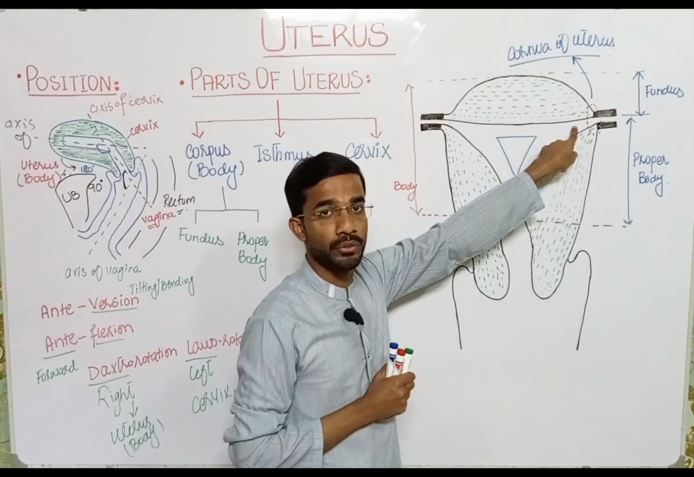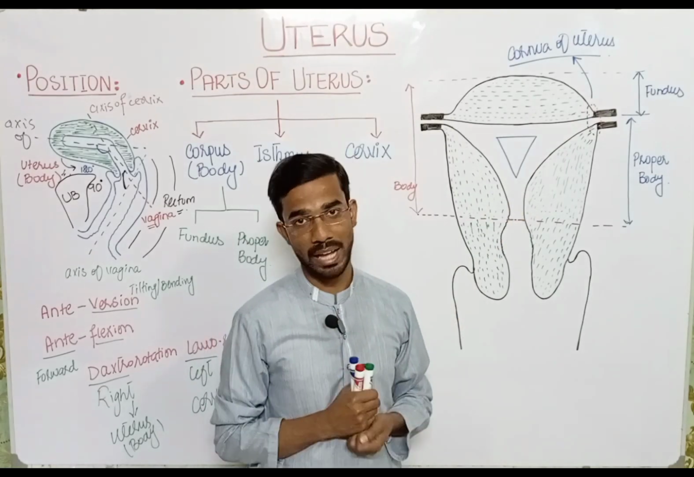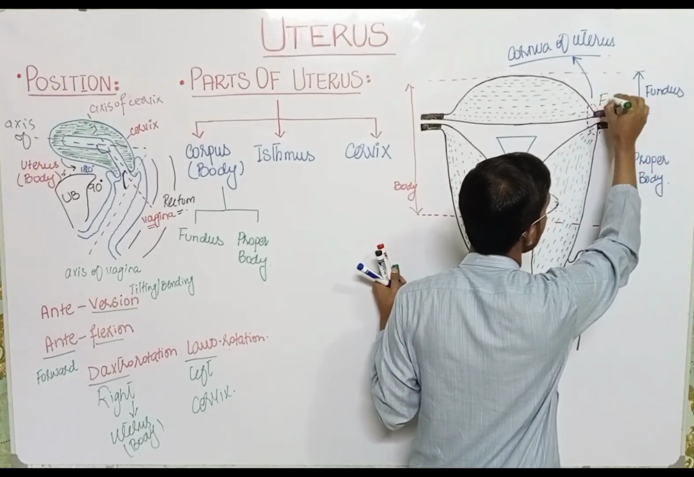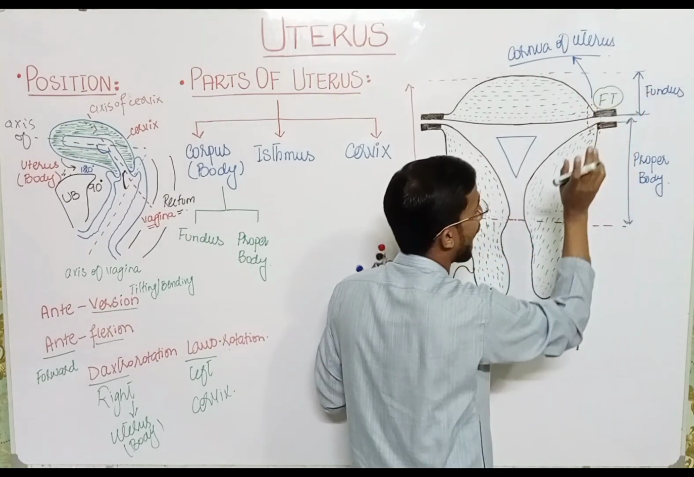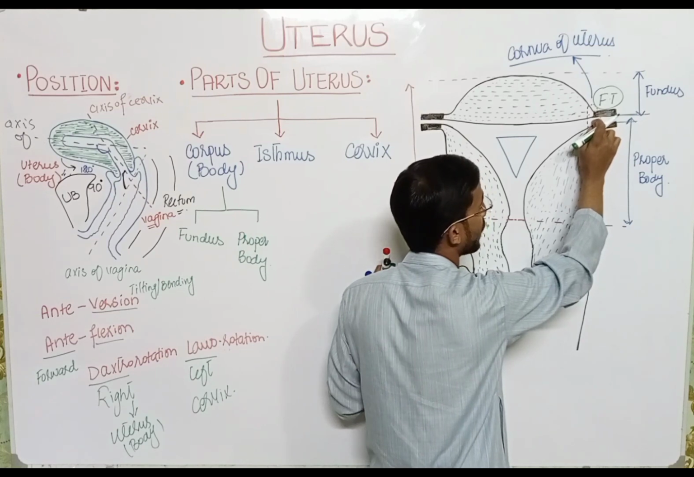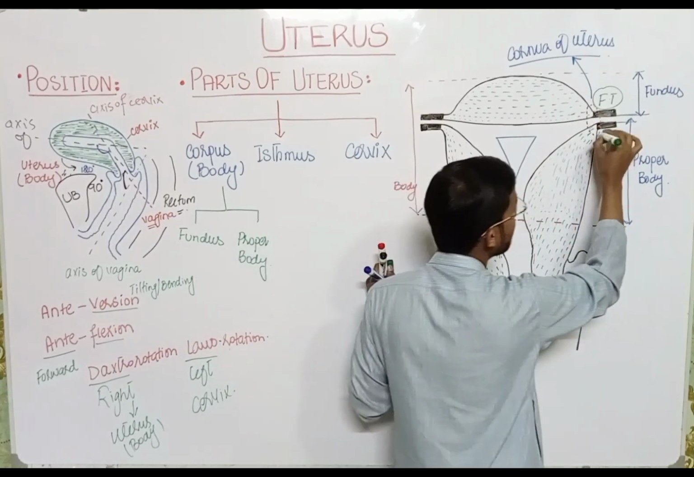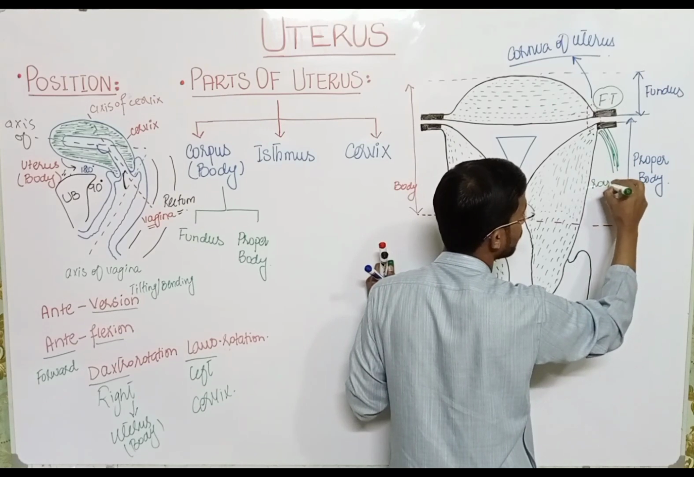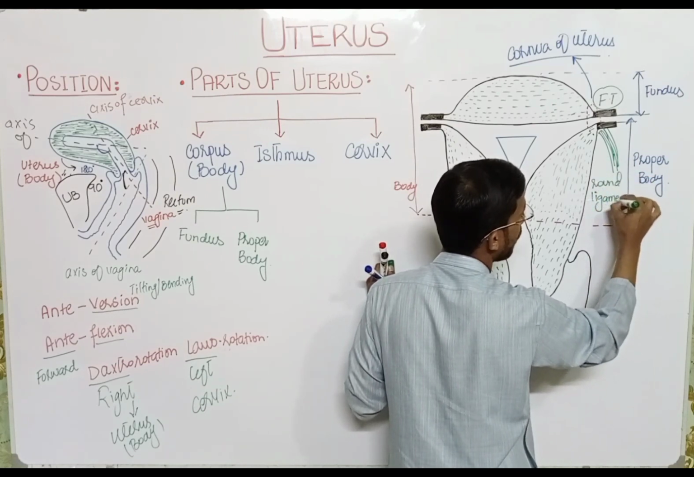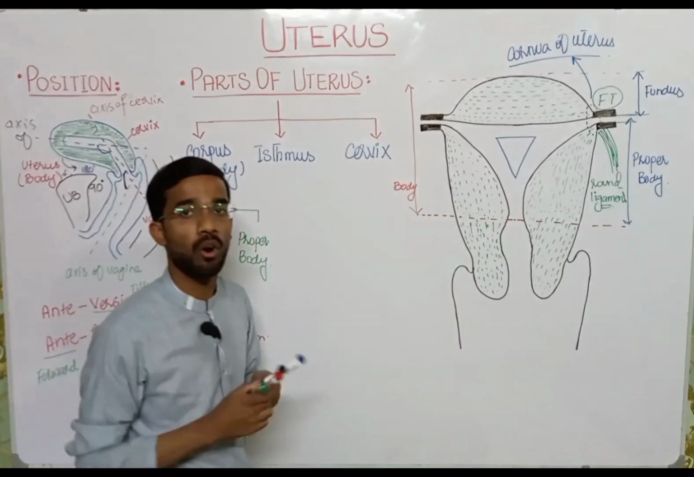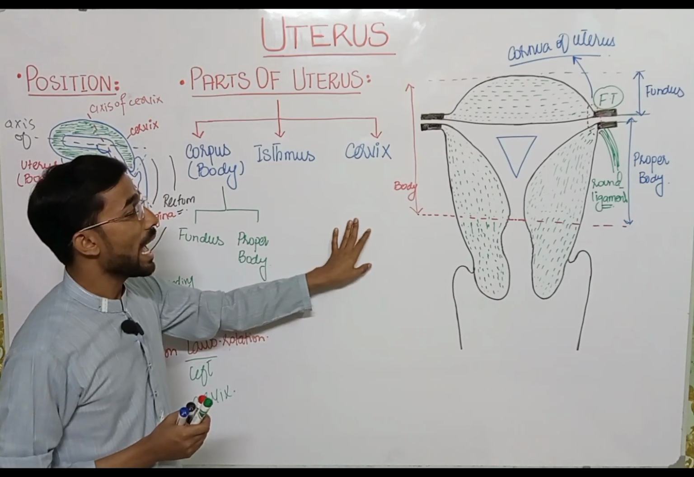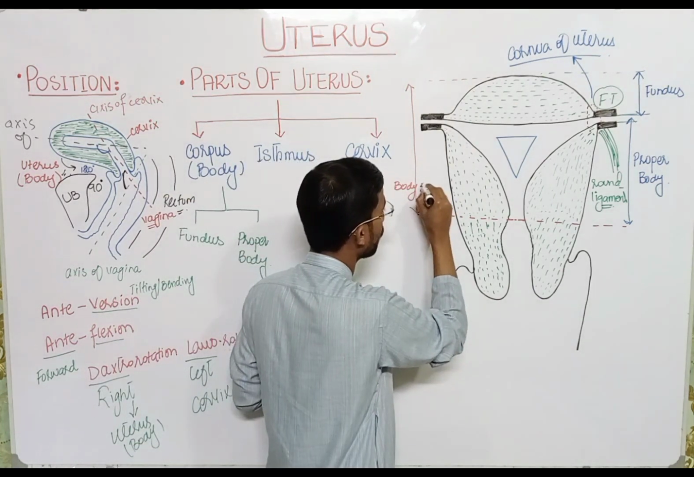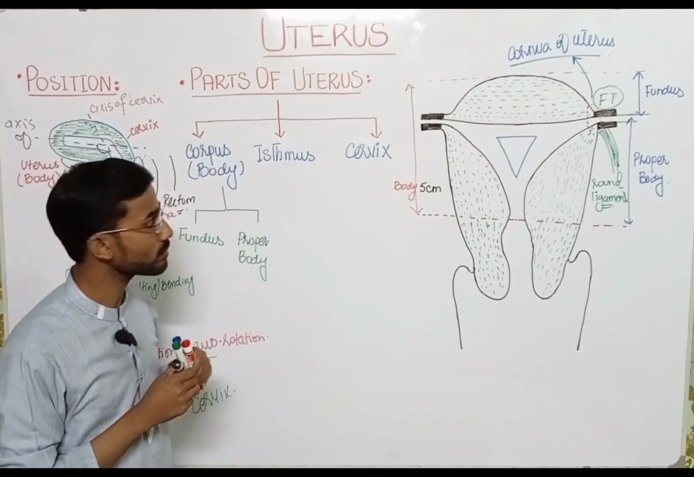This point is very important. From the cornu of the uterus, you will see different structures attached to it. One structure is the fallopian tube. The fallopian tube is attached to the cornu of the uterus. You will also see ligaments attached to these parts. The round ligament is also attached to this part of the uterus, which is the cornu of the uterus. And the length of the body is actually 5 centimeters.